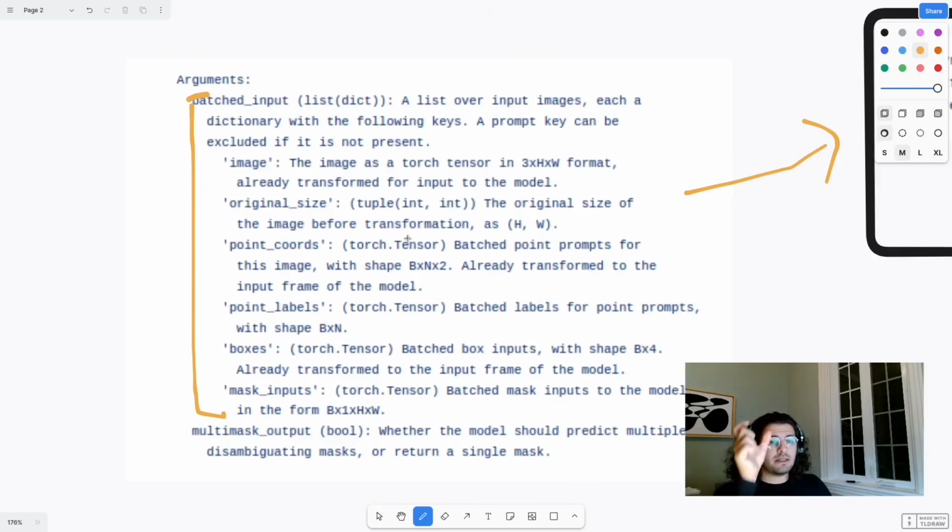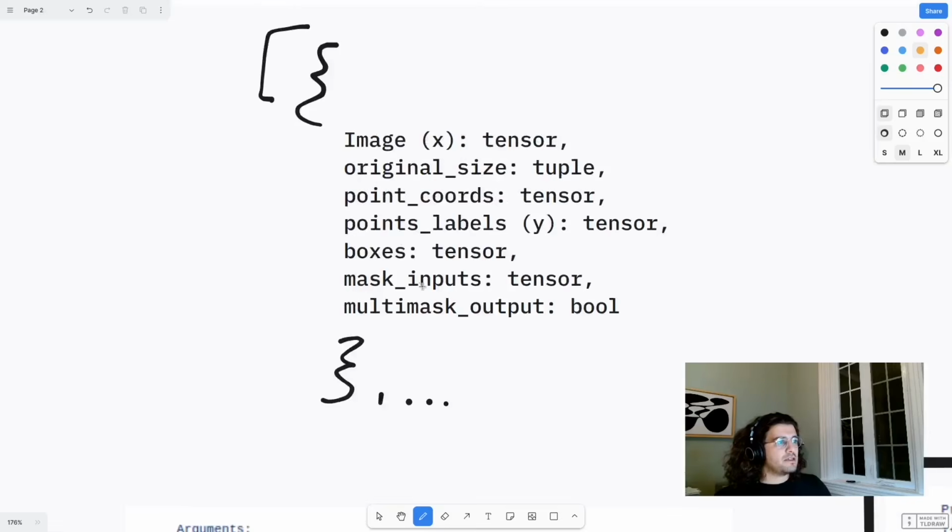Each index is an image, so you can batch them, and then the dictionary is the input that you're giving for the specific image, and they include the image, right? So I took it out here. First you have the image, which is the tensor. You have the original size of the image that you're giving also, because SAM will kind of downscale it and then upscale it so that you can slap the mask back on.